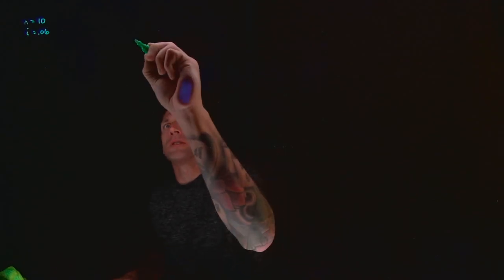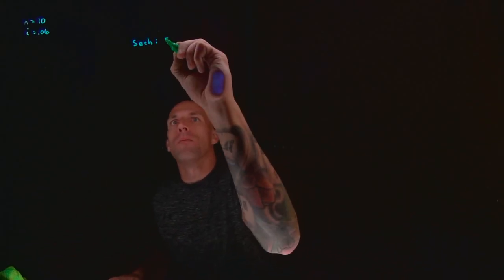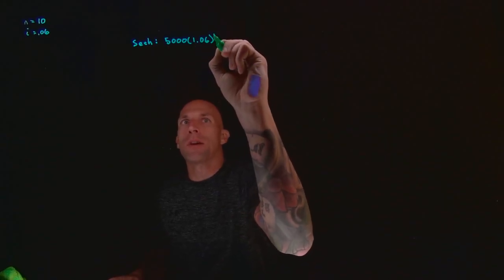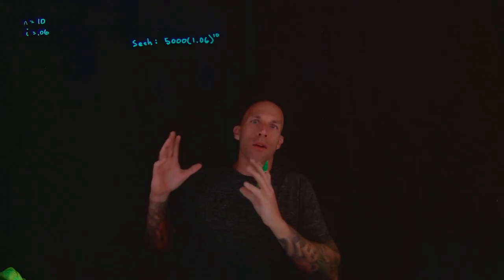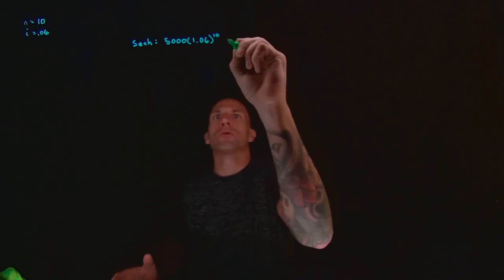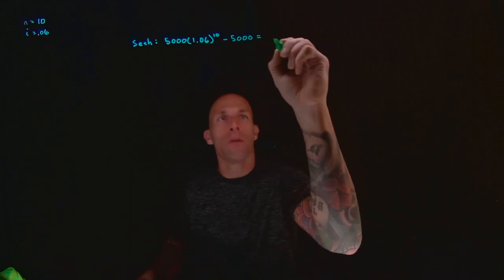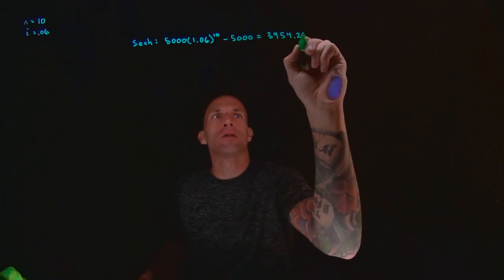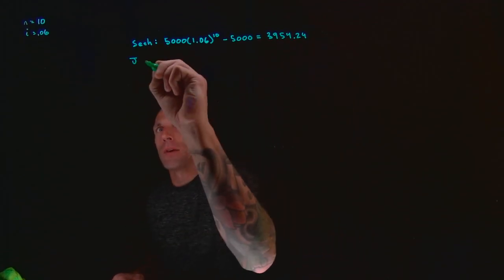So starting with Seth, what Seth does is he just pays everything off at the end. So he borrows 5,000, lets the interest build up for 10 periods, and then he pays everything off. But we only want the interest, so we're going to subtract off the principal. And the result, 3,954 and 24 cents, is the interest that Seth pays. Next up is Janice.